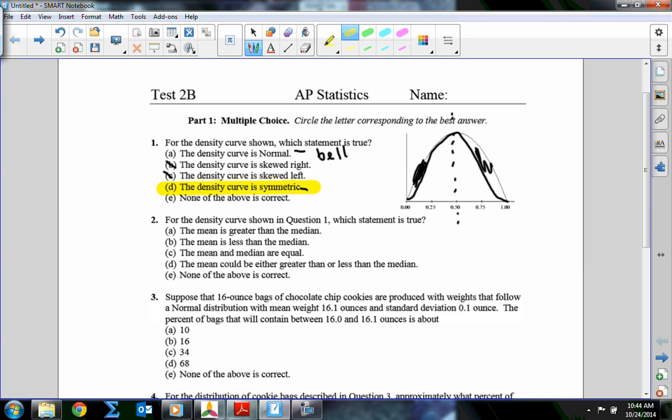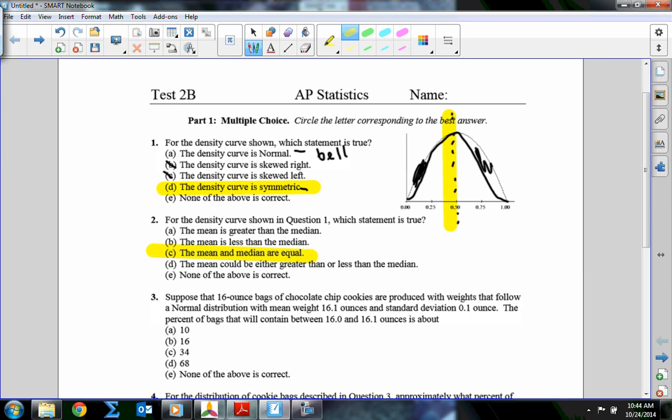Number two, for the density curve shown in question one, which statement is true? Mean is greater than, the mean is less than, the mean and median are equal, the mean could be either greater or less, and then none of the above. Well, for anything that's symmetric, the mean and the median are both on that line of symmetry that I showed you. So the answer to number two is C. The mean and median are equal.